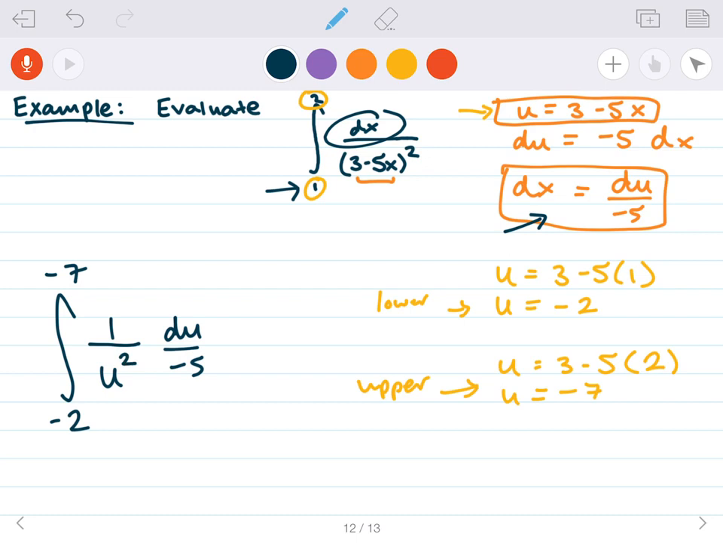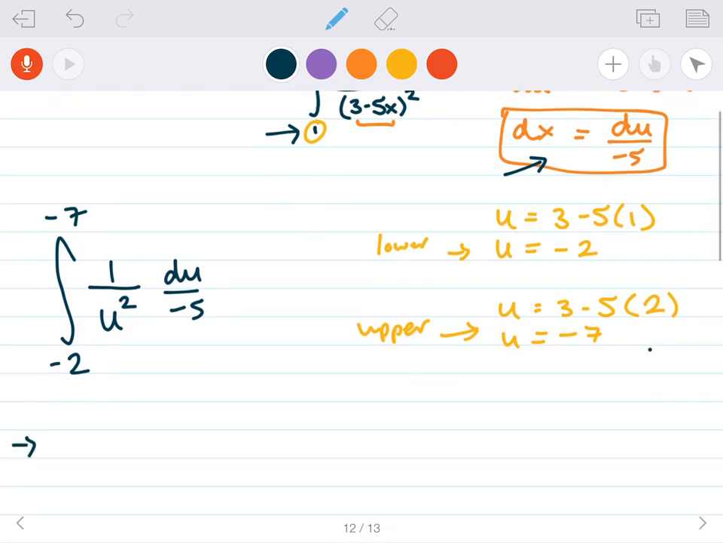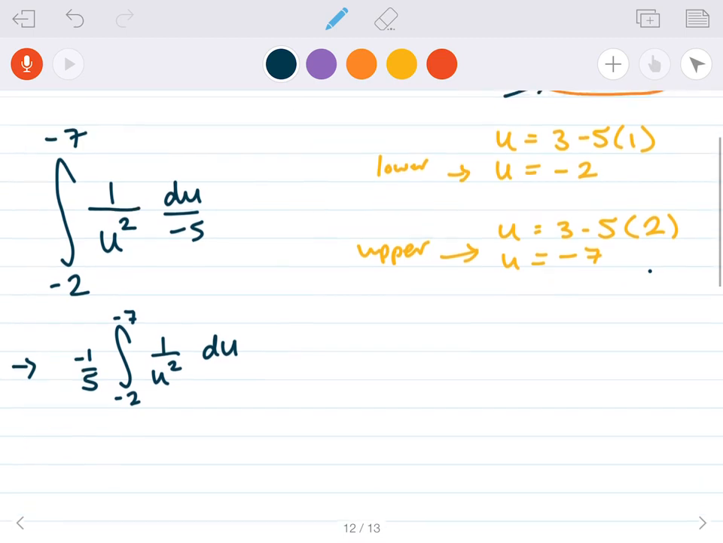Now what I can do is pull out the negative 1 over 5, since it's a constant. And I just get 1 over u squared du, or du over u squared if you like that better. Now I'm going to rewrite this to not have a denominator, because I don't like denominators when I integrate. This is the same thing as u to the negative 2 du.